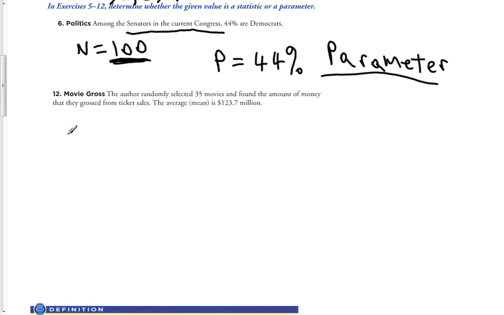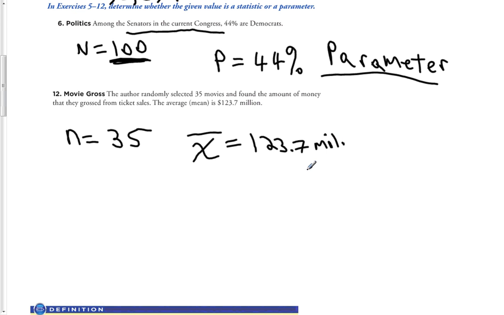So the population here would be all movies. Our author randomly selected 35 movies out of the total lot of movies, and that constitutes a sample of all movies. So we're not talking about the entire population of all movies. We're talking about a sample of 35 movies. And we found the mean gross from ticket sales to be 123.7 million.